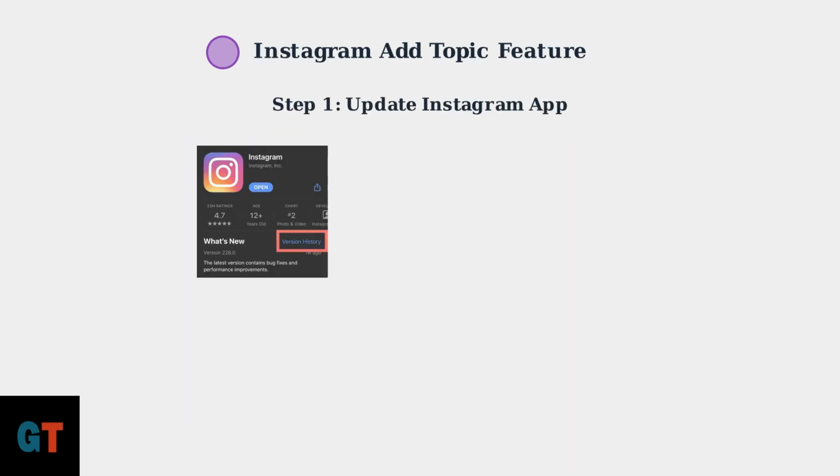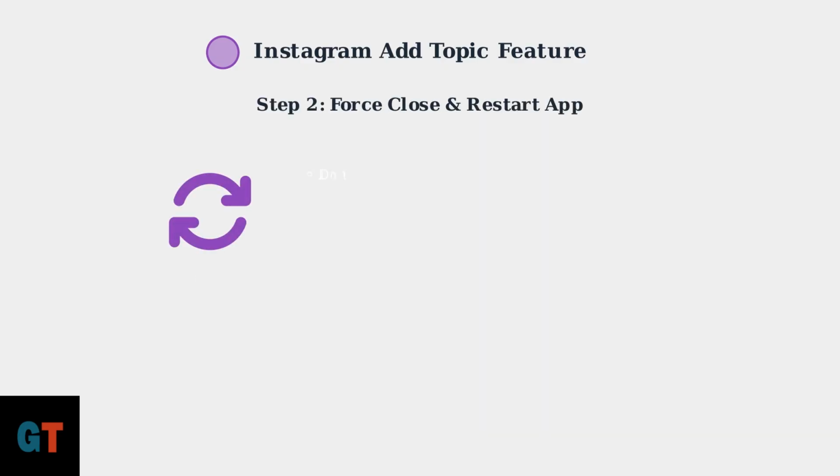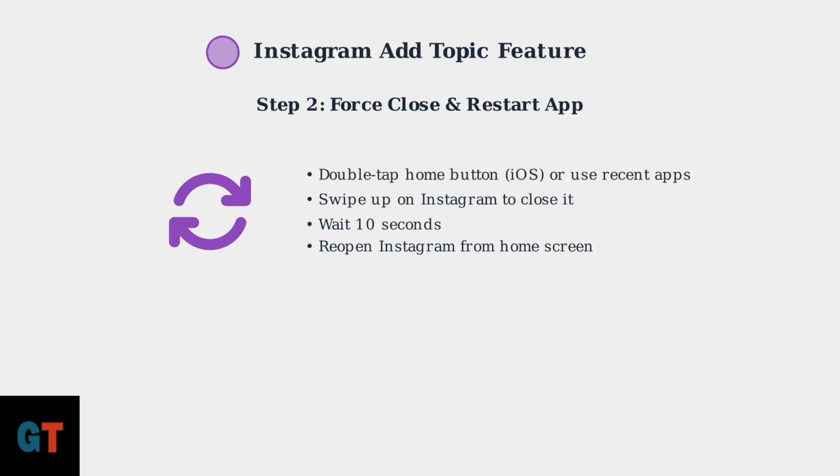First, ensure your Instagram app is updated to the latest version. Outdated apps often lack newer features like Add Topic. Open your device's app store and check for Instagram updates. Next, force close the Instagram app completely and restart it. This clears temporary glitches and refreshes the app's interface, often restoring missing features.